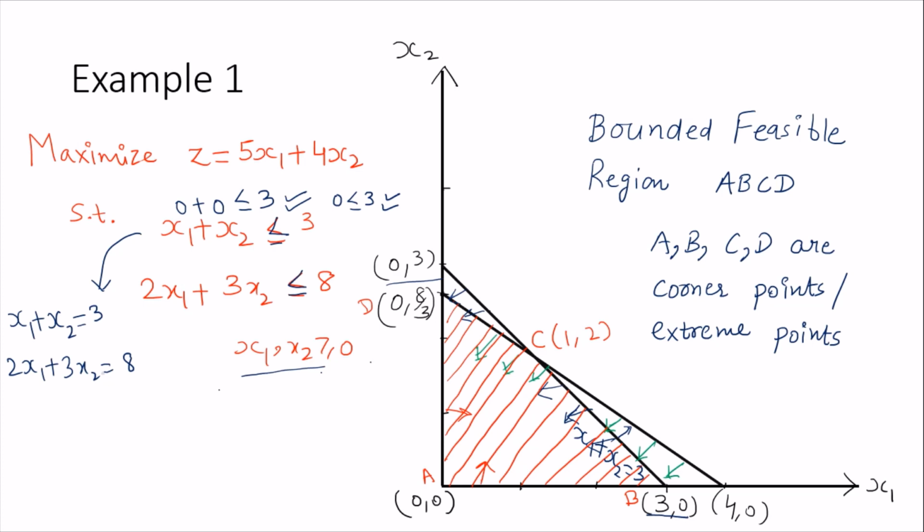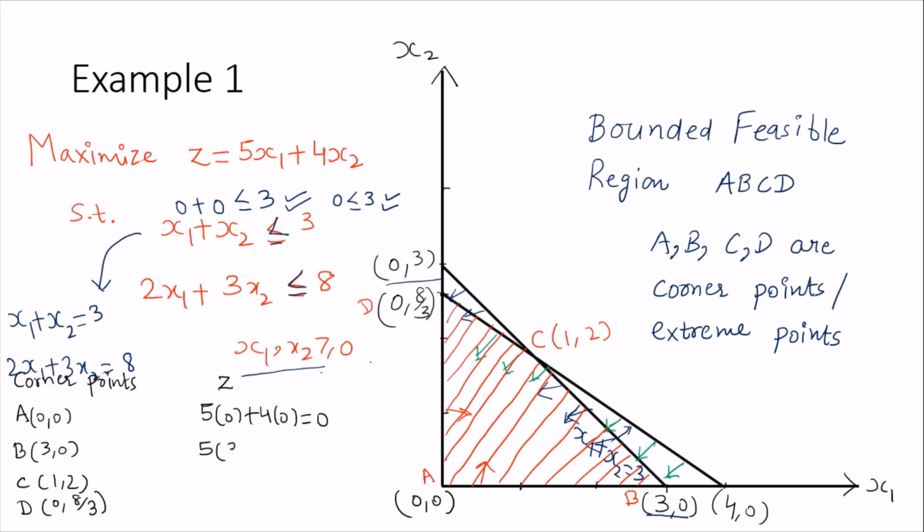Now we are looking for the best solution. And the best solution exists at one of the corner points out of A, B, C and D. So what we'll do, we'll make a list here. On one side, we'll be writing the corner points. On another side, we'll be writing the value of Z. So A, B with the respective coordinates on one side, and on the other side, I'll be computing the value of Z by substituting these points into the objective function, which is 5x1 plus 4x2. So you substitute them and get the respective values of the objective function.